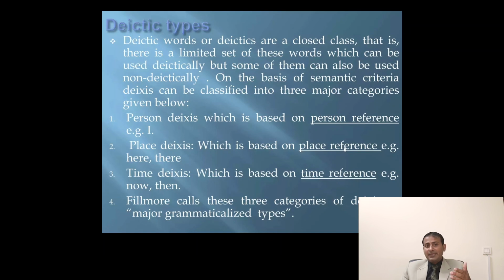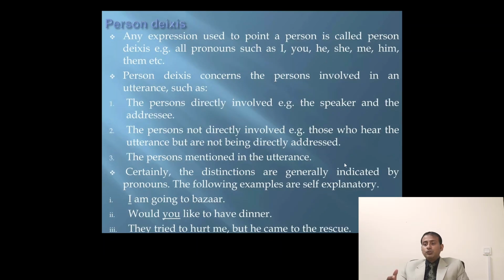So words like here and there, we need to understand that here means the deictic reference, the deictic center, that is the speaker. If you want to go near that person, so here will be used. If he wants that you should go away from that person, away from that deictic center, so there will be used. Any expression used to point to a person is called person deixis.